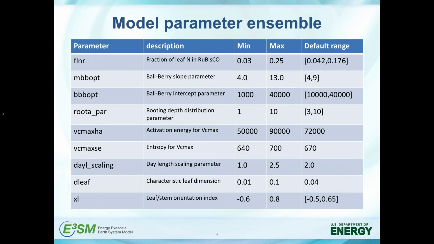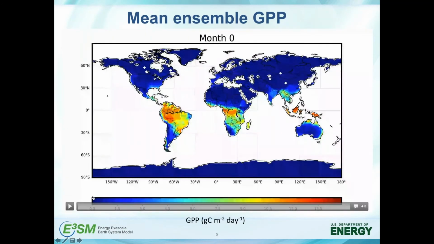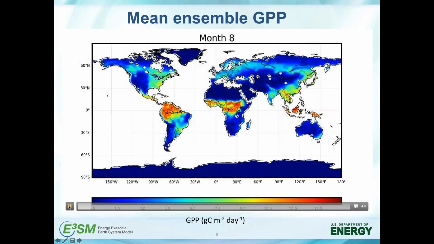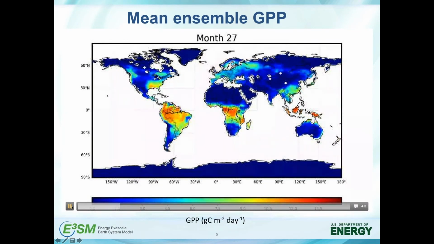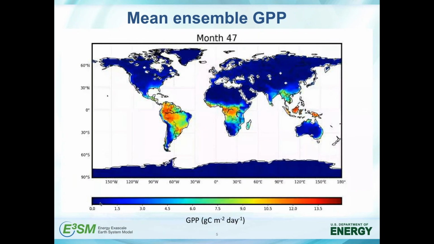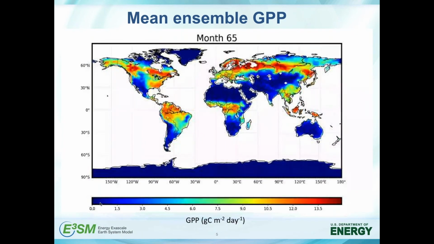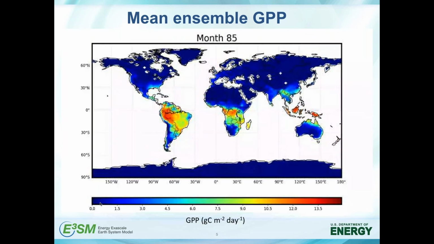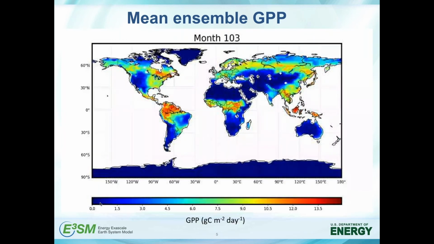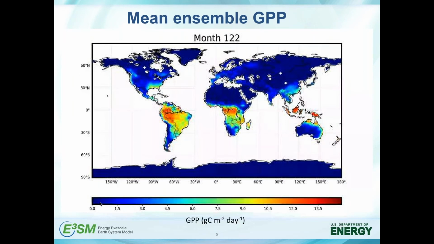So we took those 10 parameters and those min and max ranges, and we constructed 200 random sets of those 10 parameters and ran them forward in time. And so what we're going to be looking at on the next slide is basically just the ensemble mean. I'm not sure how well this video is going to play over the connection here, but what we're seeing is, over a 15-year period, the monthly values of gross primary productivity and how they evolve over time.